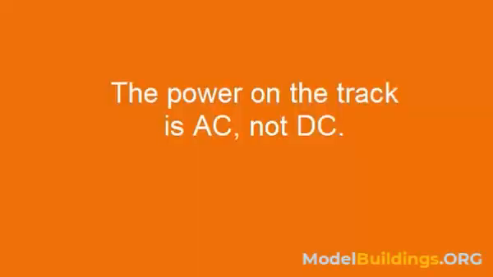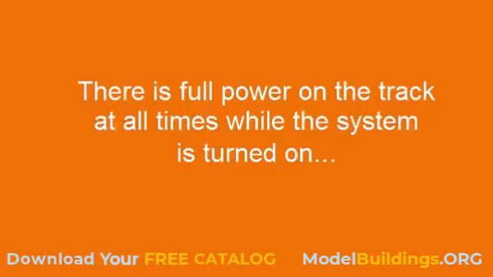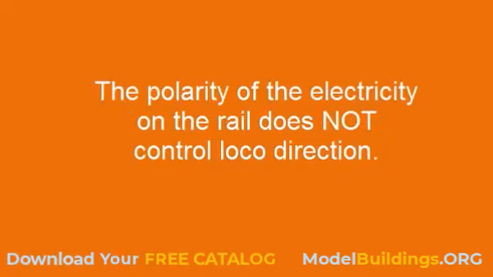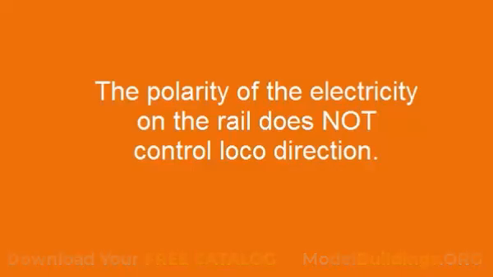Firstly, the thing to understand with a DCC system is the power on the track is AC, not DC. There is full power on the track at all times while the system is turned on. Voltage is not varied to control loco speed. The polarity of the electricity on the rail does not control loco direction.